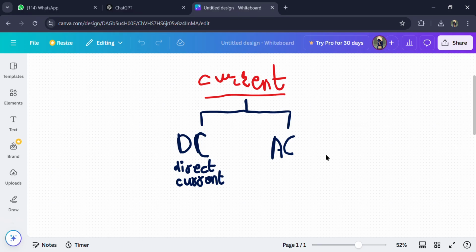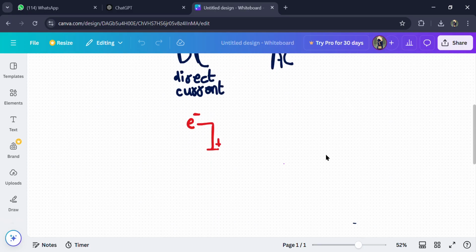By the word direct current, you might get some idea of what it means. Let's say this is an electron, and it is connected with a positive terminal. This is the positive terminal and this is the negative terminal, and the electron is at this direction. So what will happen? The electron will get attracted towards the positive terminal. This is something really common.